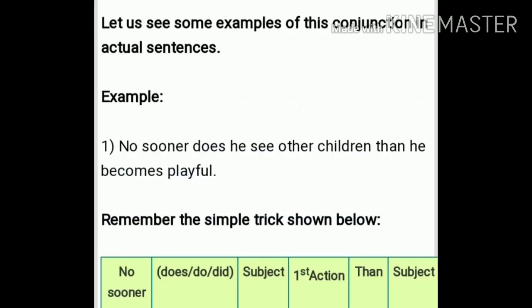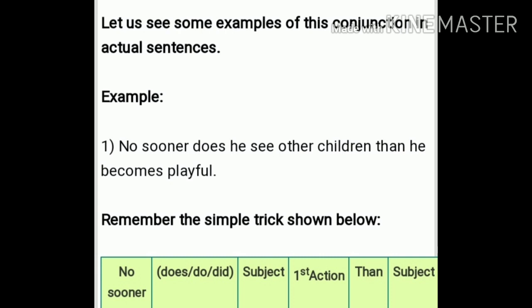Let us see and understand some examples of this conjunction in actual sentences. Example: no sooner does he see other children than he becomes playful. Children, remember the simple trick or the structure shown below. First, we write down the conjunction no sooner. Then, we write down the auxiliary verb does, do, or did, depends on the tense. After writing down no sooner, then auxiliary verb, subject, first action, than, another subject, and the second action.